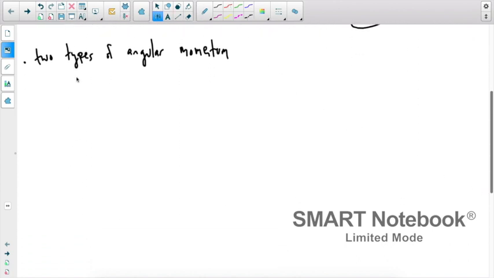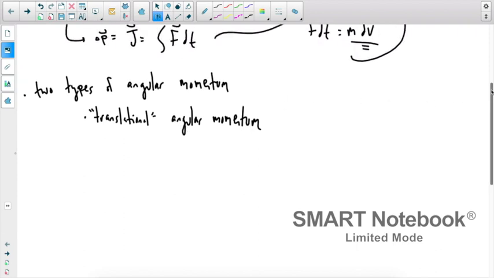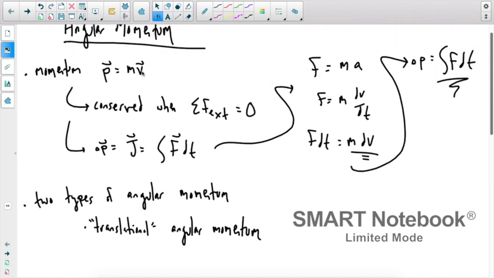The first type, so to speak, of angular momentum is what I'm going to refer to as translational angular momentum. Now, this seems like a contradiction in terms. How can we have a translational angular quantity? Haven't we already talked about translational momentum right up here? Isn't this the expression for the momentum of an object that's moving translationally with a translational velocity?